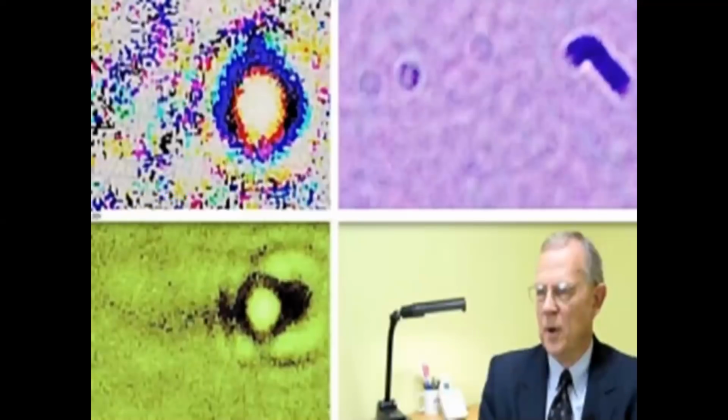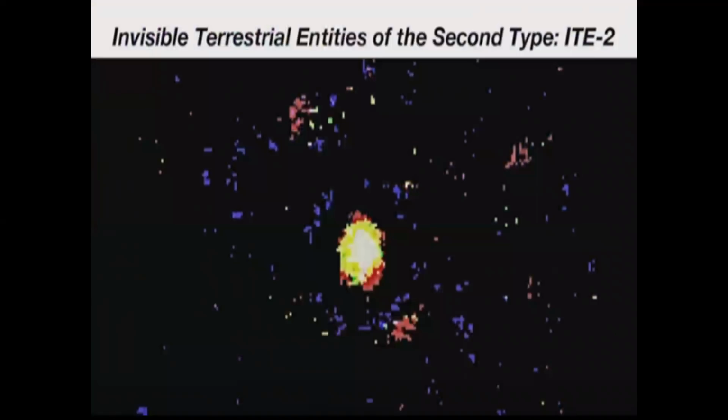And so here we see a compilation of these ITEs, invisible terrestrial entities. They move light. Light, apparently in an energy form, as you can see, actually shows waves. So this is what they call an ITE2, sentient, intelligent, and apparently spying on us.